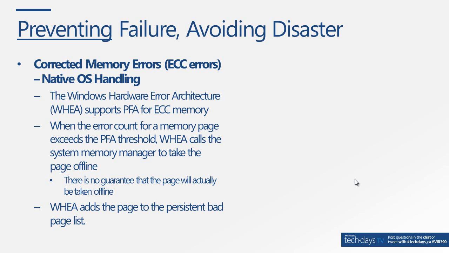If an error count for a particular page exceeds a threshold, we're going to call the system memory manager to take that particular page offline. We can't guarantee it'll be taken offline, but we're going to tell it to go ahead and do so. Then the Windows Hardware Error Architecture is going to add that page to the persistent bad page list. We're never going to use that particular page again.